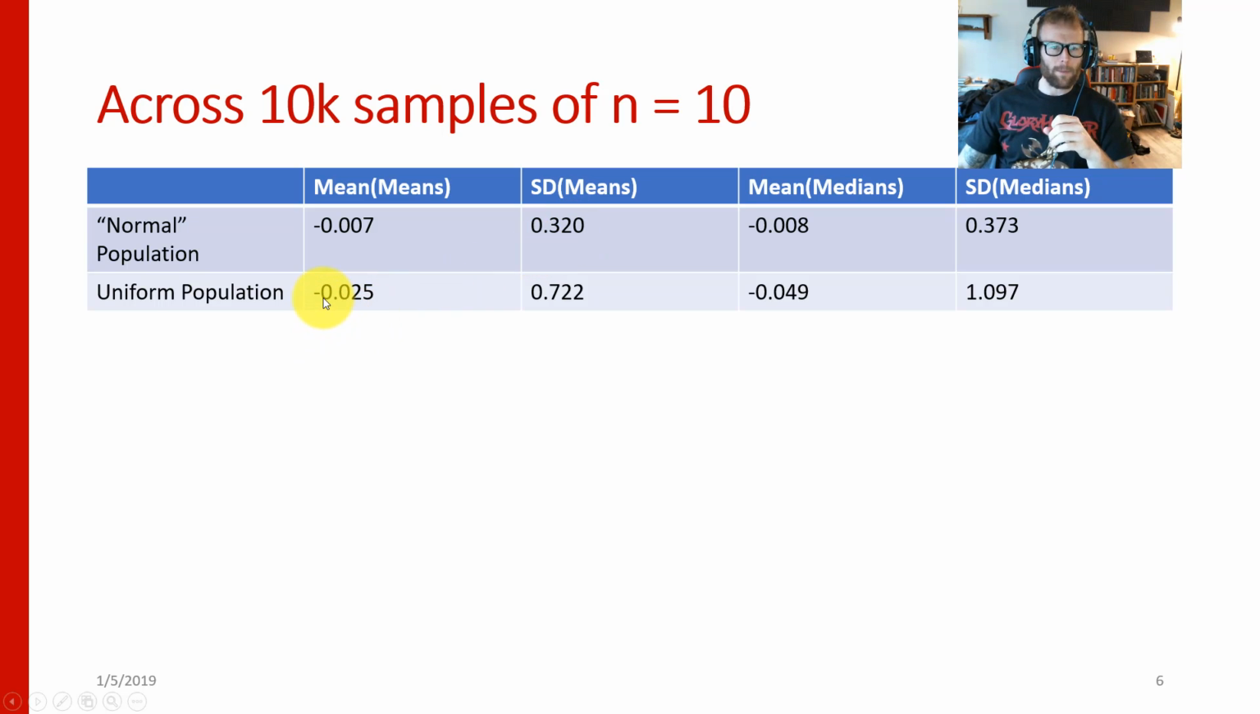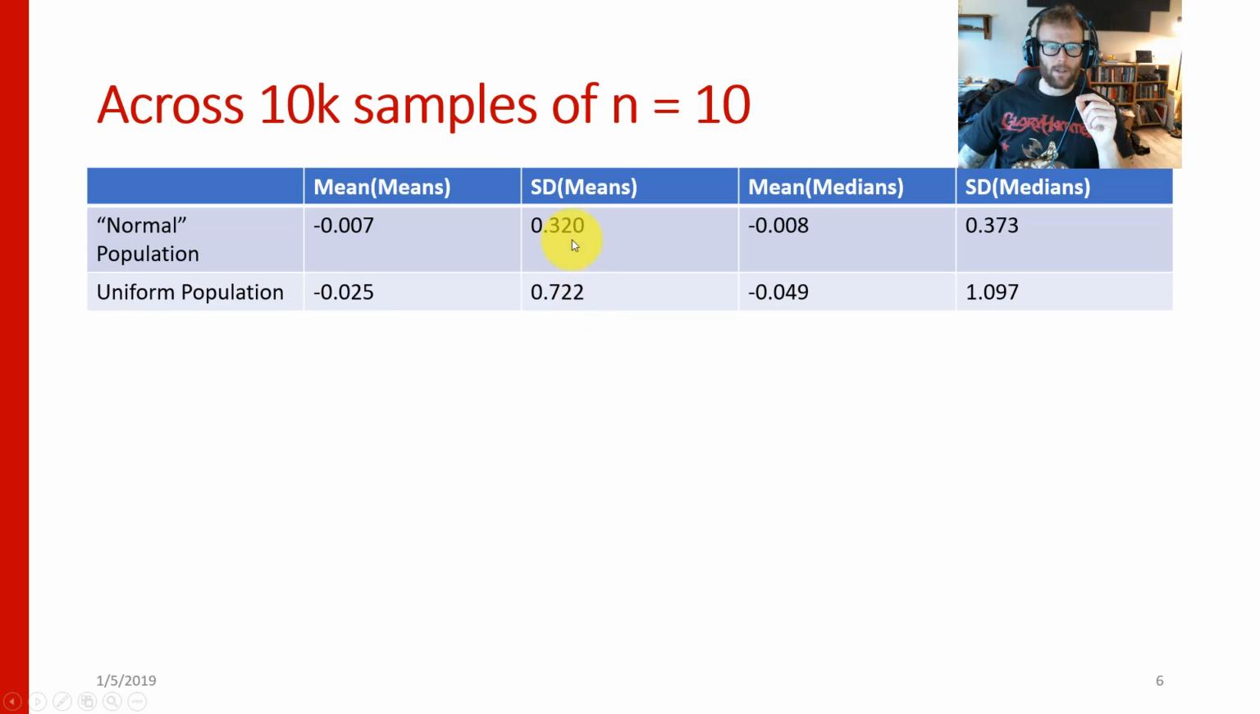Coming from the uniform population, the mean of means was -0.025, right? So again, I took 10,000 sample means, I took the mean of all those means, and it's very close to what the population mean was. The true population mean was 0, right? So this is pretty close. And then the standard deviation of those means is 0.722.